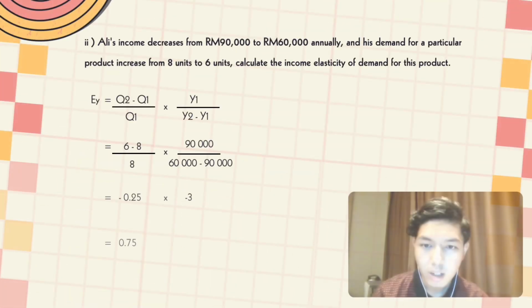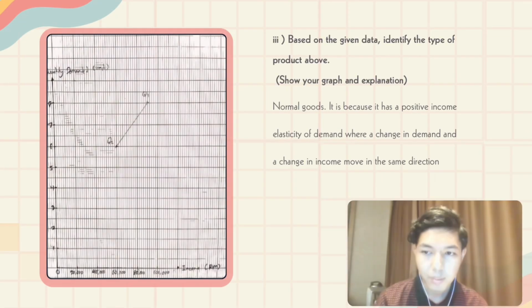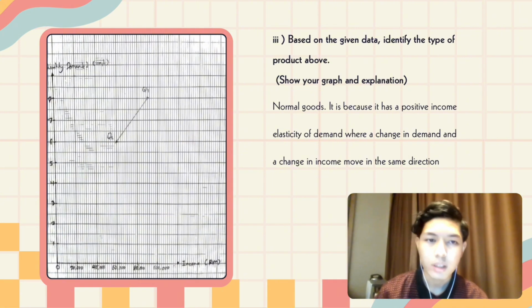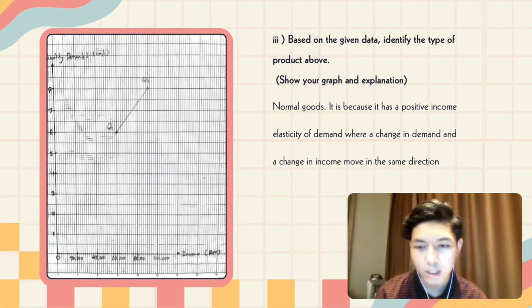Part 2, I have done my calculation. You can see it on the screen right now. Part 3, the type of product above is normal goods because they have a positive correlation between income and demand. Examples of normal goods are food, clothing, and appliances.